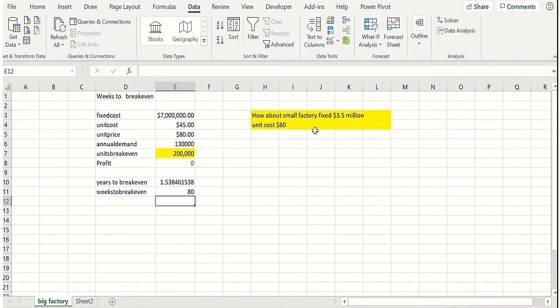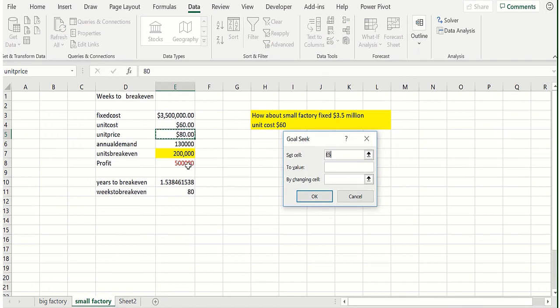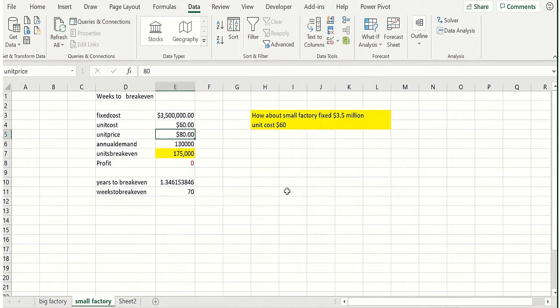So now what happens if we've got this small factory? So we'll make this 3.5 million, and unit cost $60, and do the same thing. So go What-If Analysis, Goal Seek. We're going to set profit to 0 by changing our units to break even. And it's 70 weeks to break even. So small factory, 70 weeks to break even.